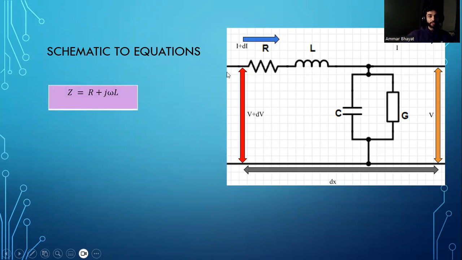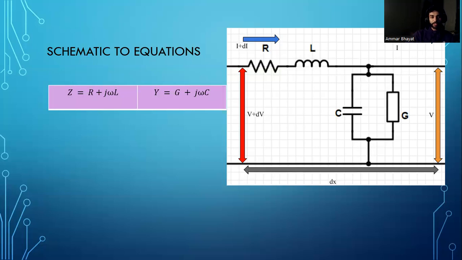Now our series impedance is given by R plus j omega L, and our shunt admittance is given by G plus j omega C, where G is your conductance, C is your capacitance, L is your inductance, and R is your resistance. After some circuit analysis and Ohm's law, we can come up with a voltage equation, V is equal to I times Z. So we have V plus dV minus V is equal to IZ times dx, because we're just looking at this small subsection. Same thing with our current: I is equal to V over Z. In this case we have shunt admittance, so we get V times Y dx.